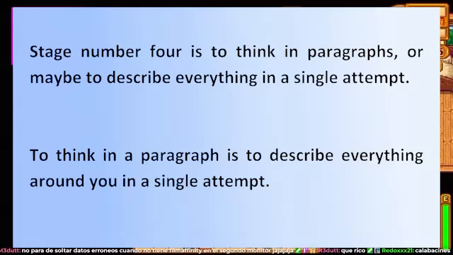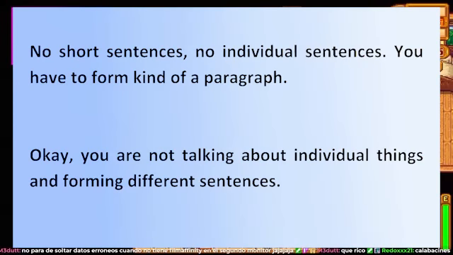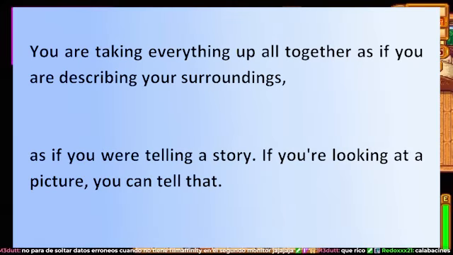Stage number 4 is to think in paragraphs, or maybe to describe everything in a single attempt. To think in a paragraph is to describe everything around you in a single attempt. No short sentences, no individual sentences. You have to form kind of a paragraph. You are not talking about individual things and forming different sentences. You're taking everything up all together as if you are describing your surroundings, as if you were telling a story.